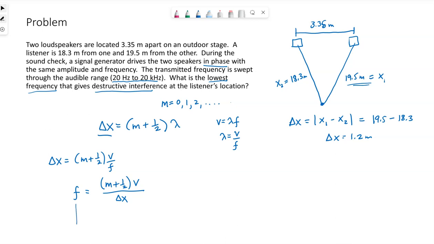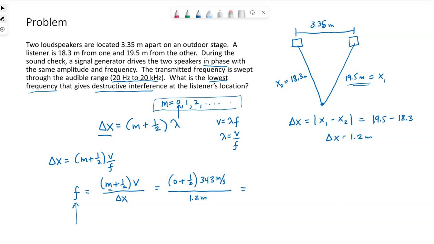We want the smallest value of frequency. Since m is in the numerator and we have these allowed values of m starting at 0, the smallest frequency will correspond to the smallest possible m value. And so we will be putting in 0 for m. V, we're going to use 343 because that's the value we're given and told to use unless they tell us a temperature, which they have not. Delta x we already calculated to be 1.2 meters.